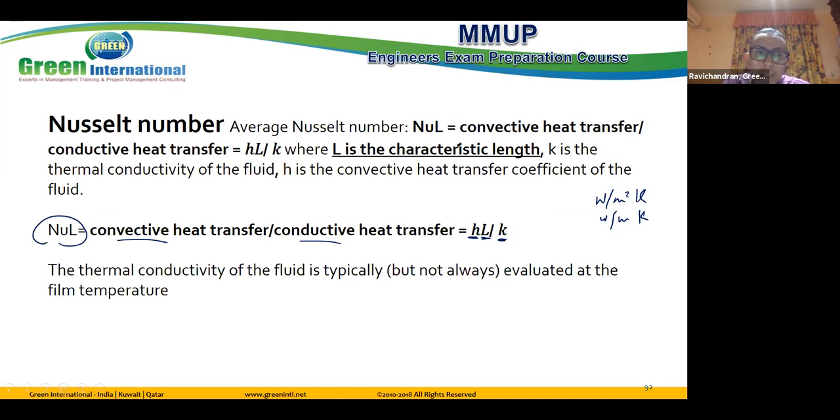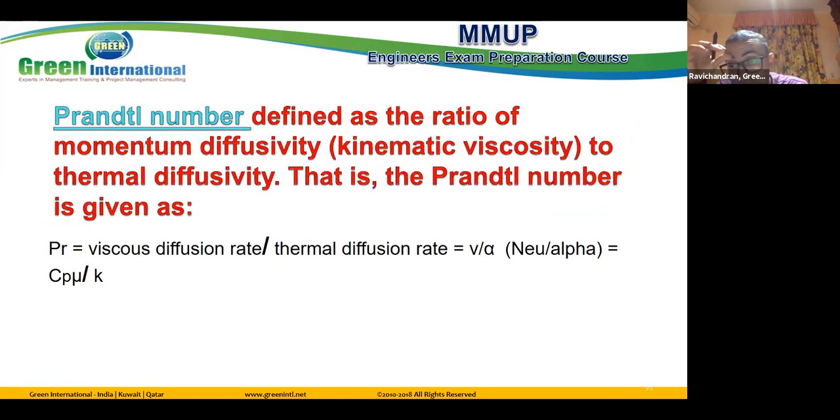The other important number is the Prandtl number. It brings something from heat transfer and something from fluid. What are these two? Thermal diffusivity and kinematic viscosity. Both are meter square per second, so they have equivalent units. The ratio between these two is the Prandtl number, which is dimensionless: viscous diffusion rate over thermal diffusion rate. These are the two important numbers for heat transfer.